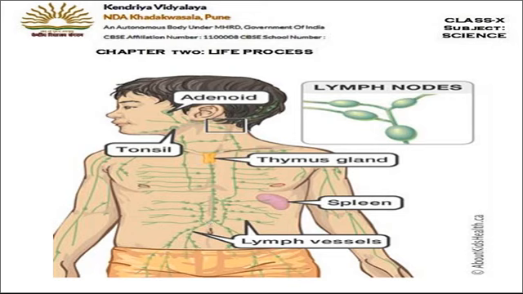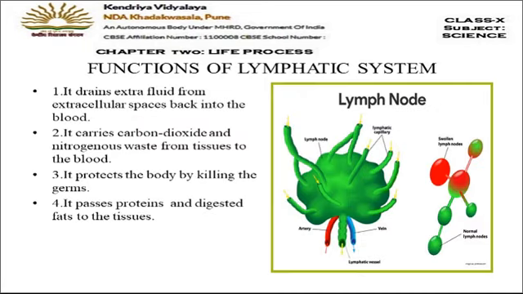Now let us discuss the functions of the lymphatic system. The extracellular fluid or the lymph filters out from the blood capillaries. So the lymphatic system is draining that fluid from extracellular spaces back into the blood. It is joining the part of the blood which is filtered outside again into the blood. Otherwise, the body would have to face blood loss.